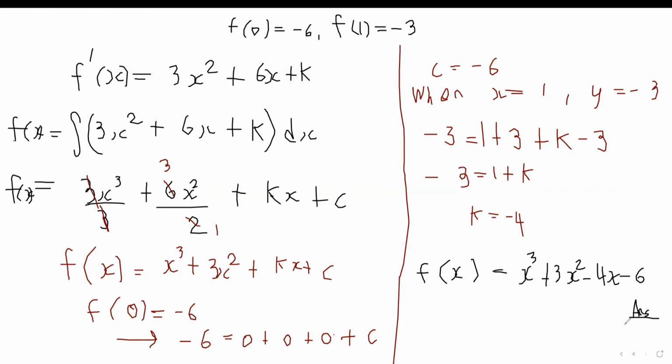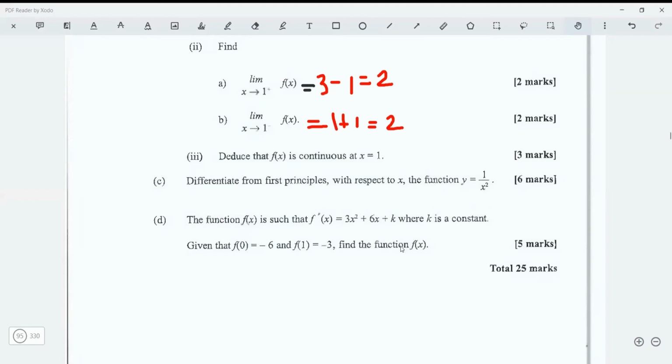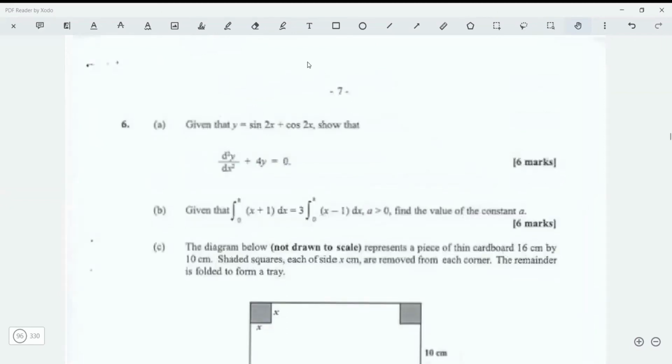Nice. So that takes care of question 5. That's it. That's the function f of x. I have one last question to do and we're done.